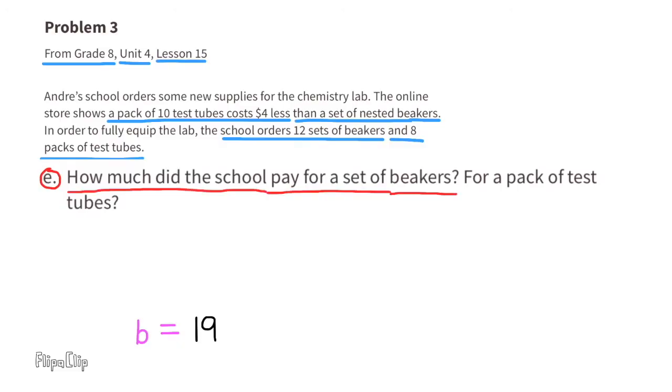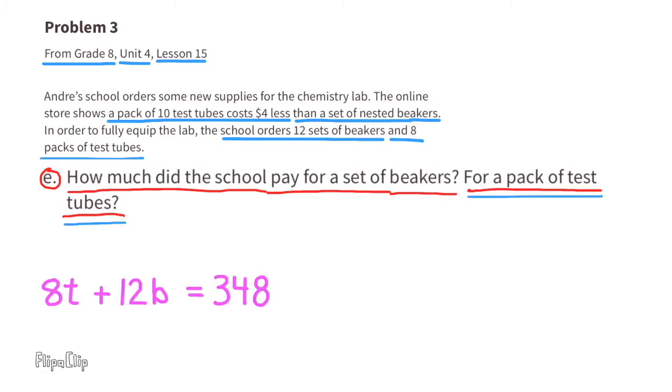E. How much did the school pay for a set of beakers? And how much did they pay for a pack of test tubes? One set of beakers cost $19. Let's find out how much they paid for a pack of test tubes. Let's use this equation, 8t plus 12b equals 348. And let's solve for t. Since b equals 19, we can substitute the b with a 19.